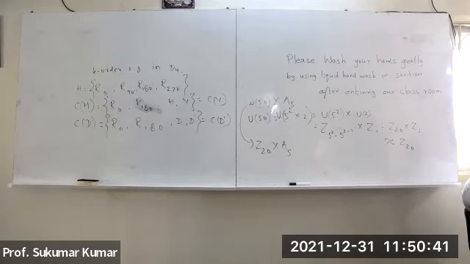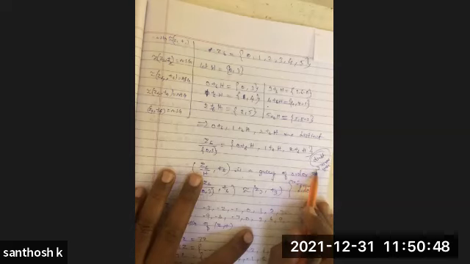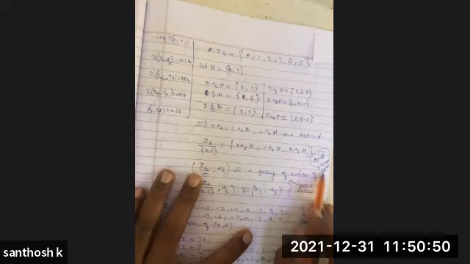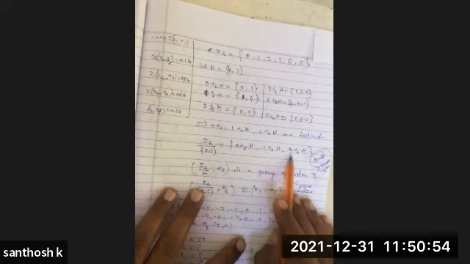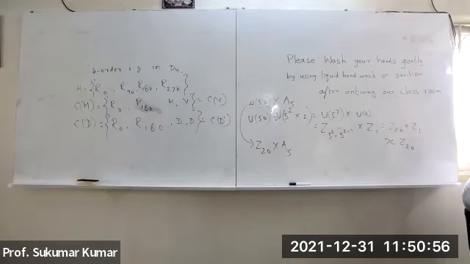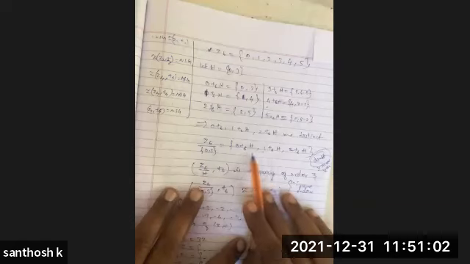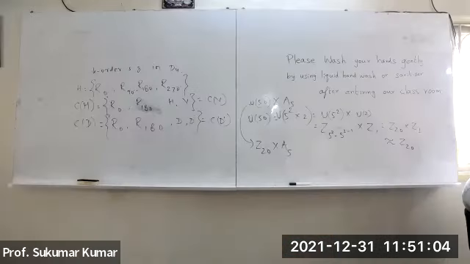Sir, able to see the screen, sir? Yes, sir. Here, why is it cyclic? Why is this cyclic, sir? There are only 3 elements: 0 plus H, 1 plus H, 2 plus H. And the operation will be the same, addition modulo 6 only.